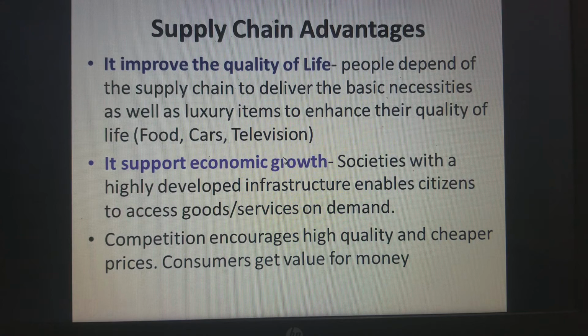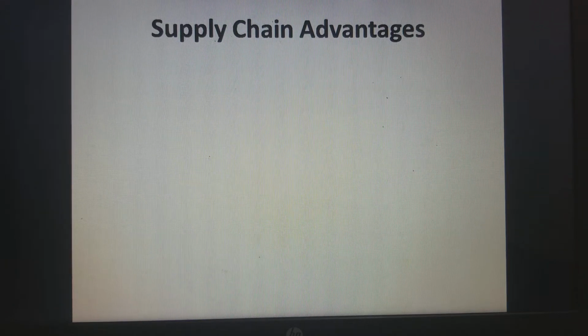Now, competitiveness also improves as a result of the supply chain. Competition encourages high quality and cheaper prices. Isn't that so? Whenever you have a lot of competition, it forces the participants, yes, to offer the best quality goods and to offer them at more affordable or cheaper rates, so the consumer gets more value for money.